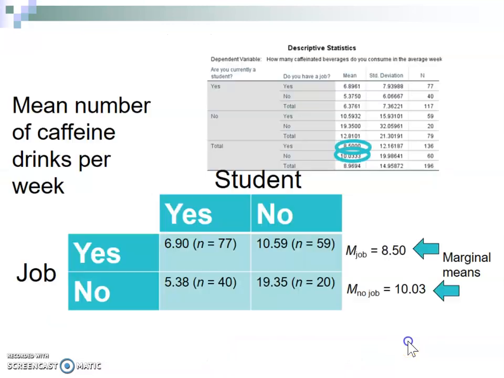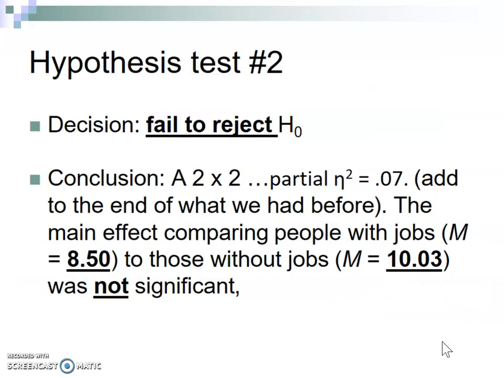So, looking back at our marginal means, don't forget that those are the two means that we want to be comparing in our actual write-up of the results. So make sure to report the correct means that were being tested here. So those are our marginal means, those are what were being tested. And we failed to reject the null hypothesis.